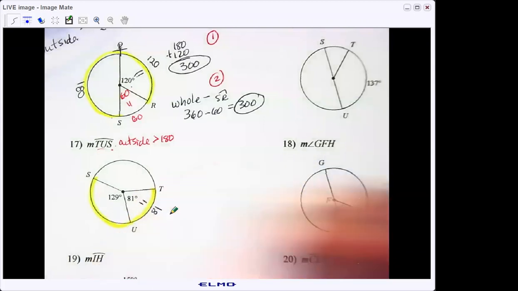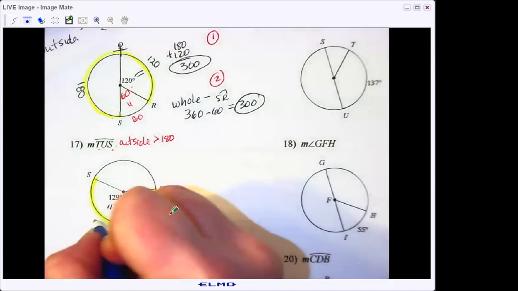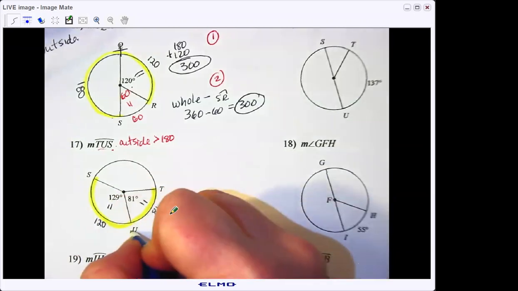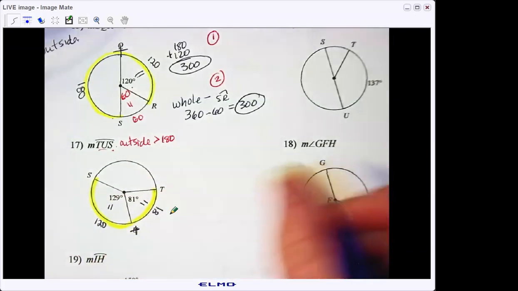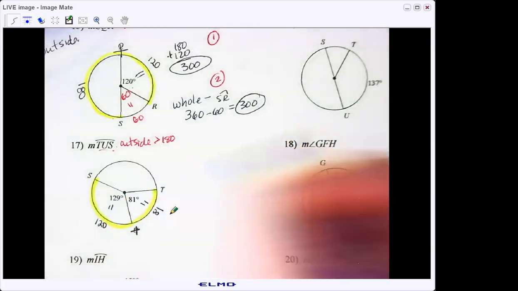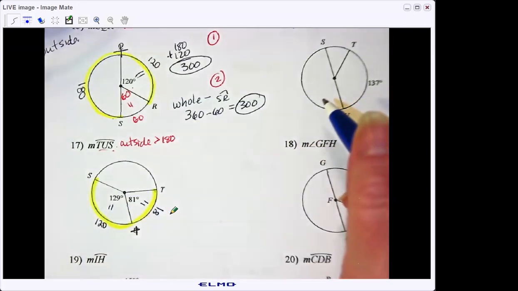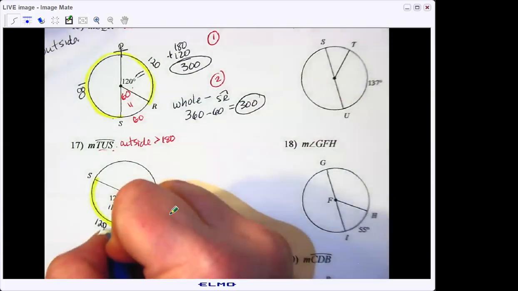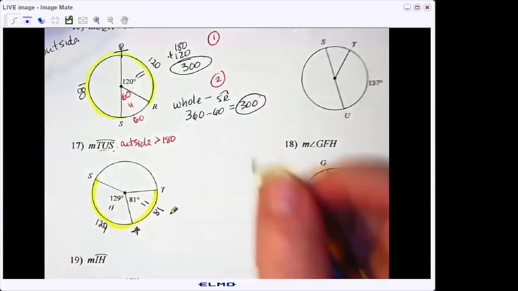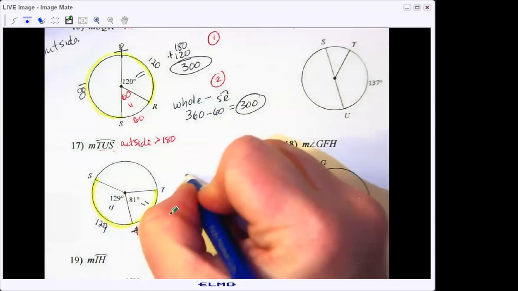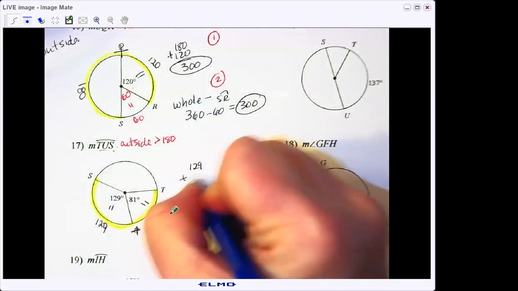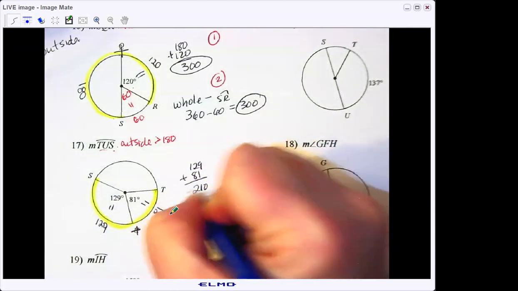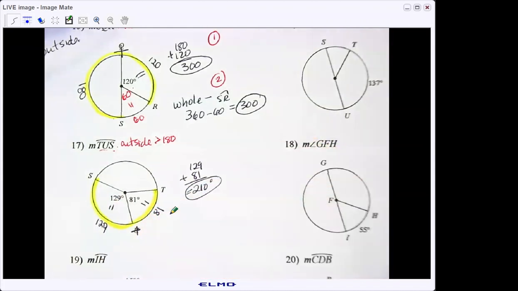Because we know that these are equal, that makes this one 120. We can add them together. Get the 129. You put 120 and it says it's 129. 129. Good. Thank you so much. I would have given a wrong answer. So when I add those together, 129 plus 81 is 210. And there's our answer.